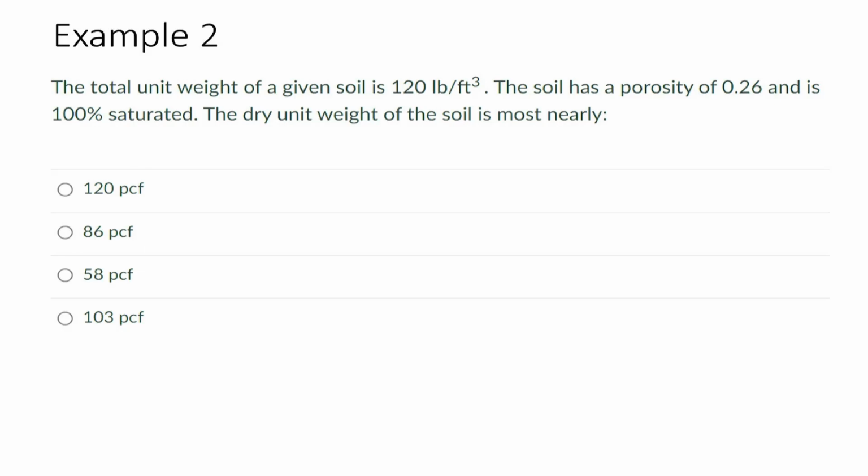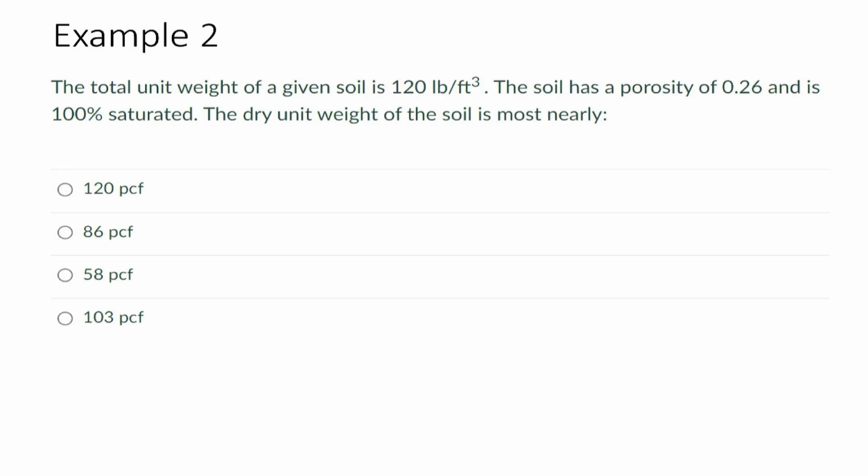Okay, let's move on to example number 2. So this is another classic soil weight and volume relationship problem. We have the unit weight of the soil, 120 pounds per cubic foot. We have the porosity of the soil, 0.26, and we know the soil is fully saturated, and we're asking for the dry unit weight of the soil.